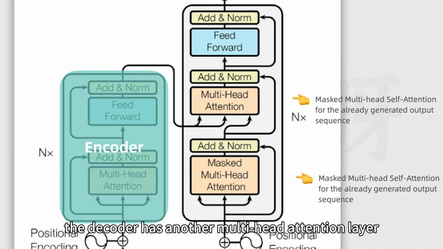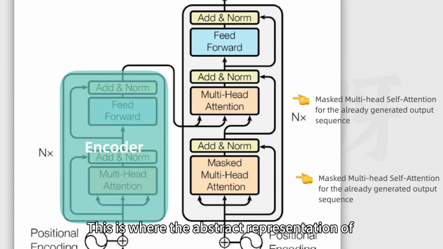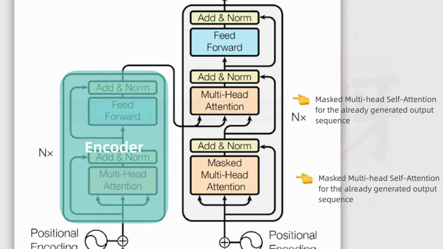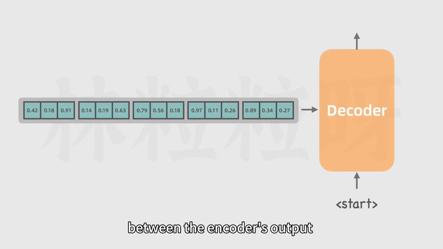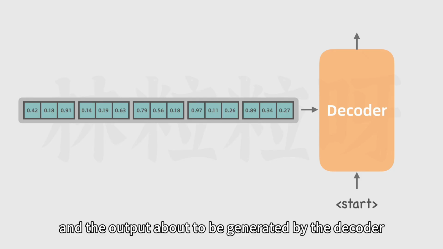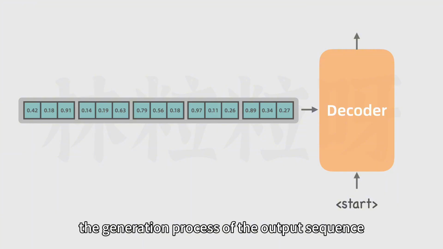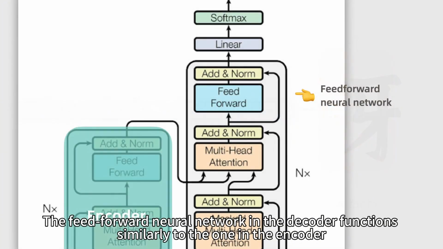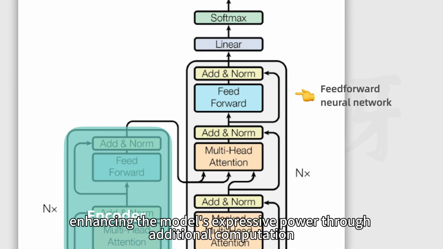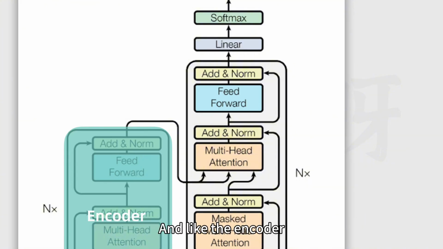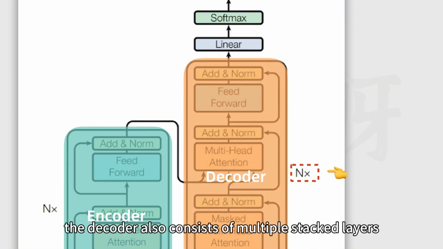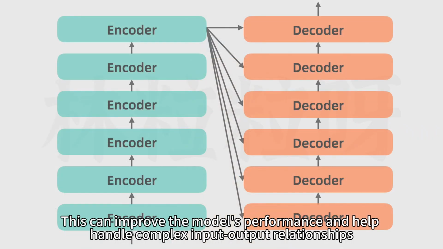After that, the decoder has another multi-head attention layer. This is where the abstract representation of the input sequence, output by the encoder, comes into play. The attention here captures the correspondence between the encoder's output and the output about to be generated by the decoder, thereby integrating information from the original input sequence into the generation process of the output sequence. The feed-forward neural network in the decoder functions similarly to the one in the encoder, enhancing the model's expressive power through additional computation. And like the encoder, the decoder also consists of multiple stacked layers. This can improve the model's performance and help handle complex input-output relationships.